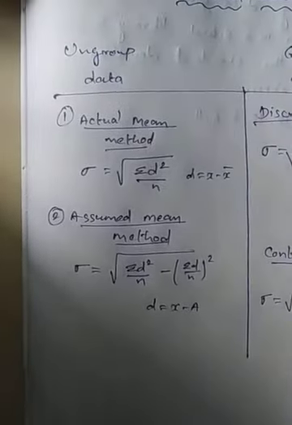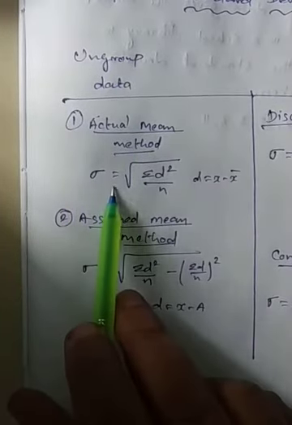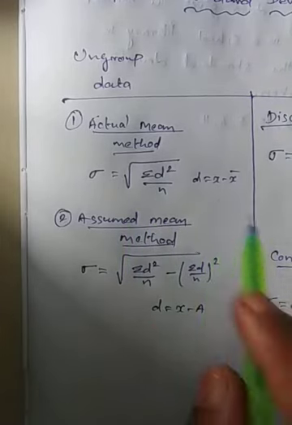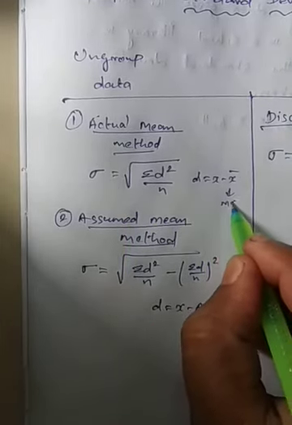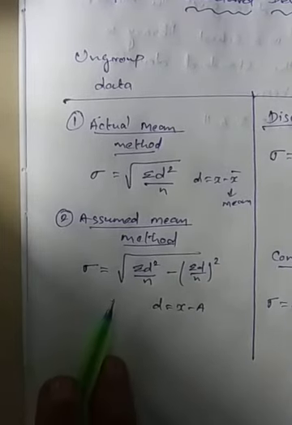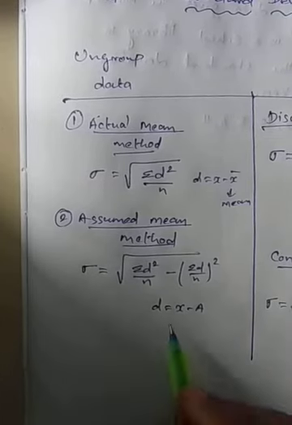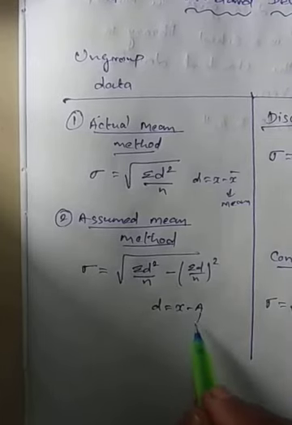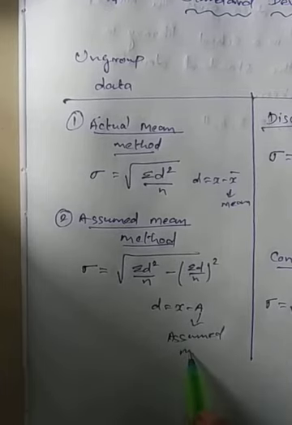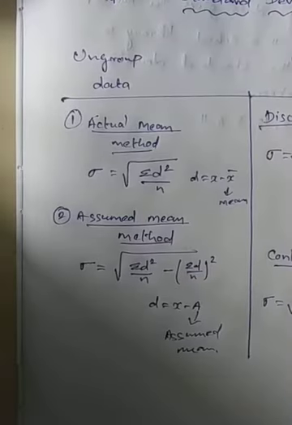What's ungrouped data? We are having two methods. One is the actual mean method. The formula is sigma equal to root of sigma d square by n, where d equals x minus x bar. X bar, you know that it's the mean. Then the assumed mean method: the formula is sigma equal to root of sigma d square by n minus the square of sigma d by n, and d is x minus a. So a is the assumed mean. So this is coming in ungrouped data.